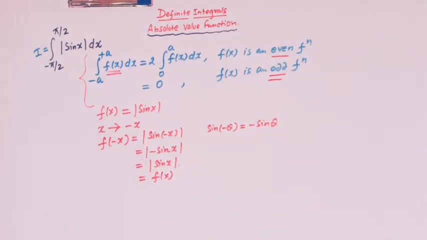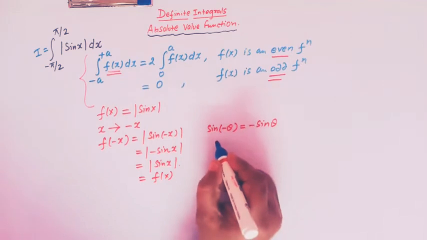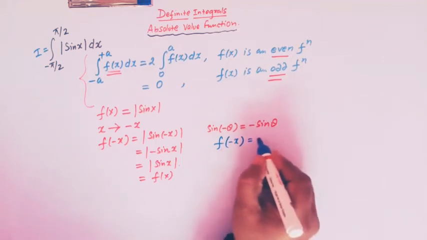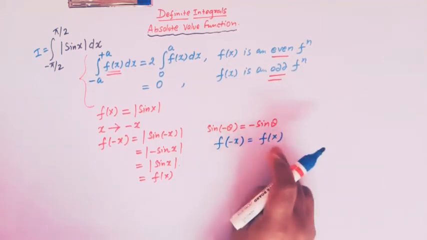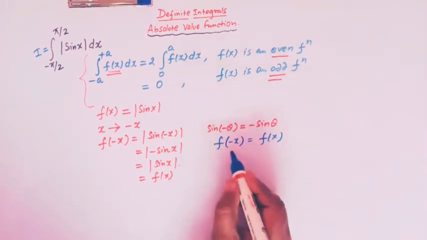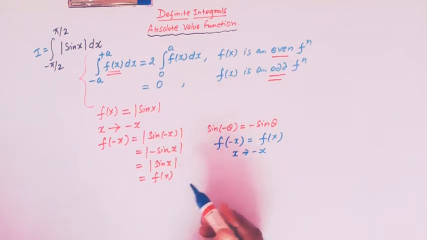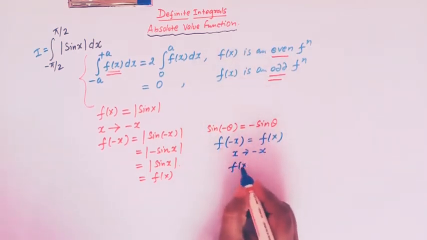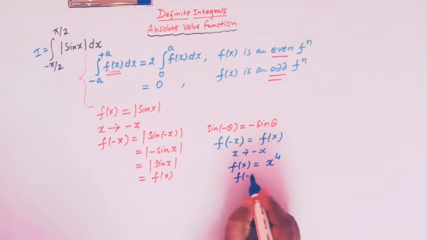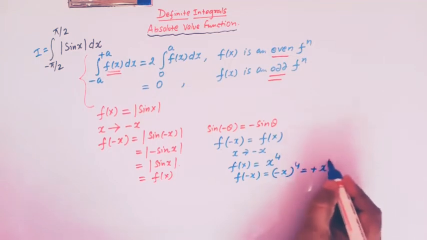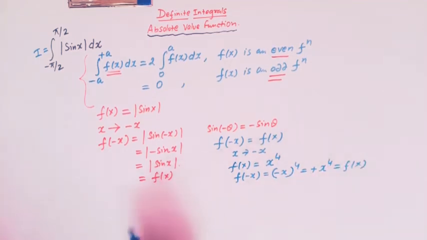Let us take a quick look at the definition of an even function. A function is said to be an even function if f of minus x is equal to f of x. It means that whenever we replace x by minus x, the function remains the same. For example, if we take f of x equal to x raised to 4, then this is an even function because f of minus x is equal to minus x raised to 4, that is positive x raised to 4, that is f of x.